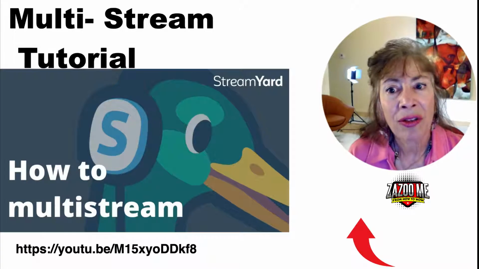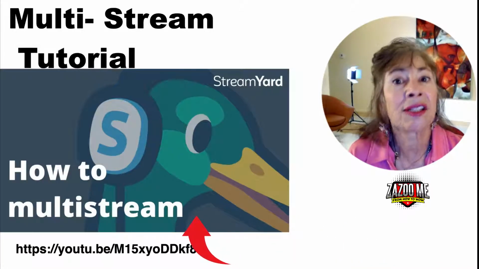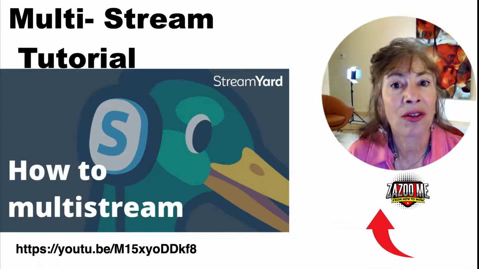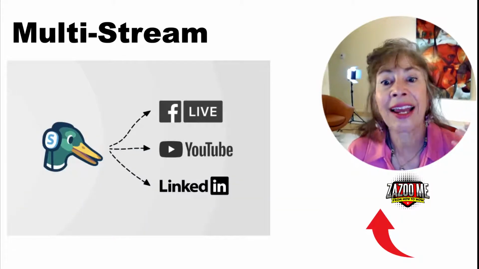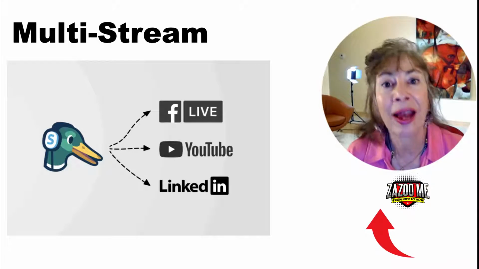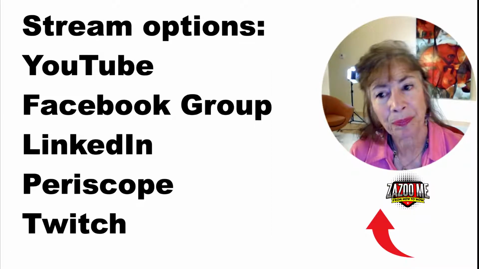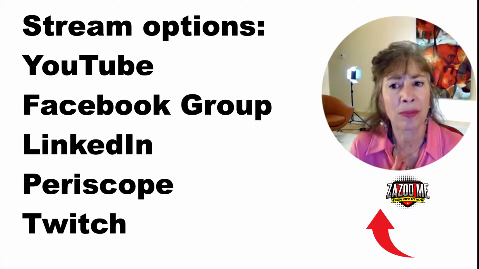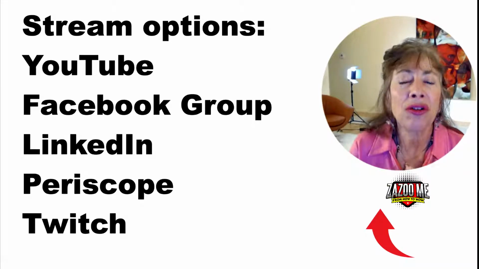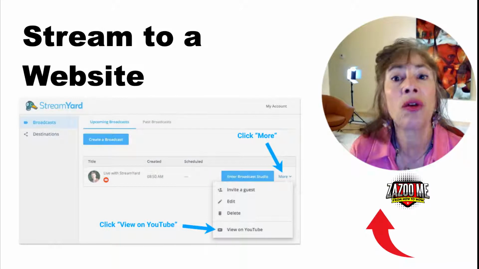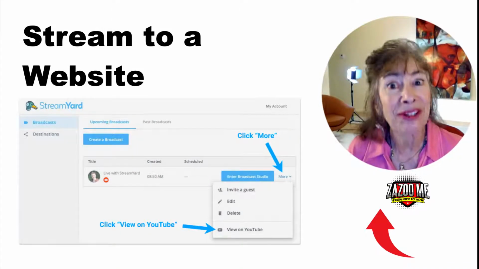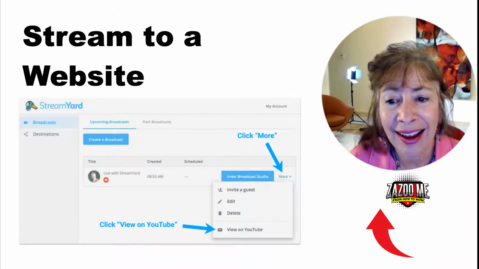The other tutorial that I thought was really great was this multi-stream tutorial on how to stream simultaneously to different platforms like Facebook groups, YouTube, and LinkedIn at the same exact time. So here are the stream options actually. YouTube, a Facebook group, LinkedIn, Periscope, and Twitch. And you can also stream to a website, which is so interesting that you can do that.